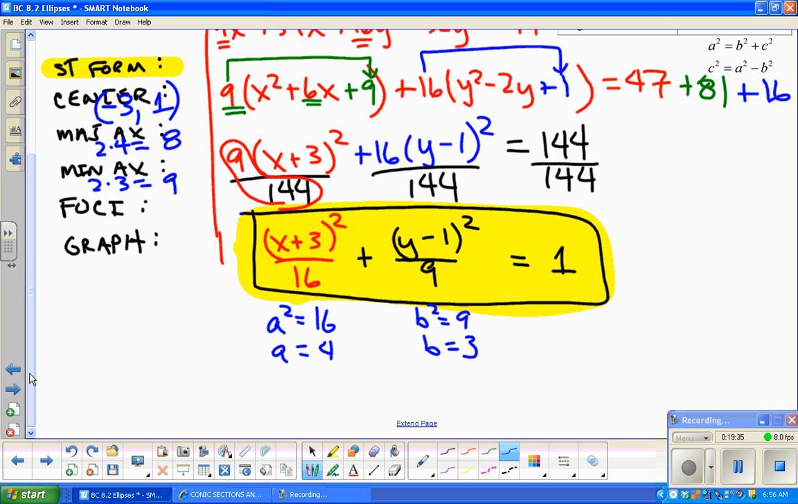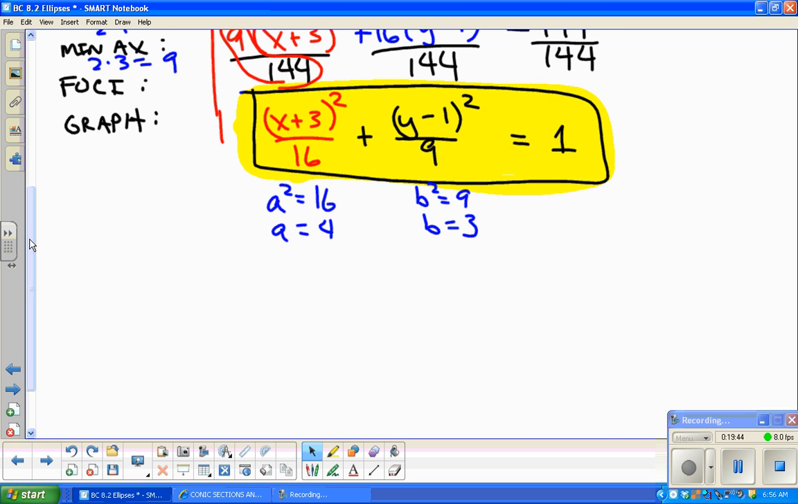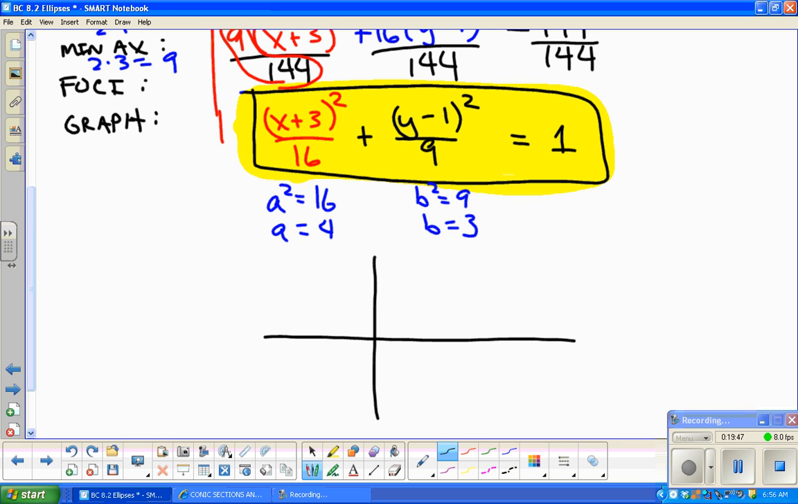Okay, so we have to do the foci and we have to graph. I would like to do the graph first, and we'll work from the information we already have here. The center is at -3, 1. Then we're going to go left and right 4, because that's under the x. So we have a vertex at 1, 1, and a vertex at -7, 1. I'm not going to write those down, but that's what they are. We're going to go up 3 because that's under the y, and we're going to go down 3.